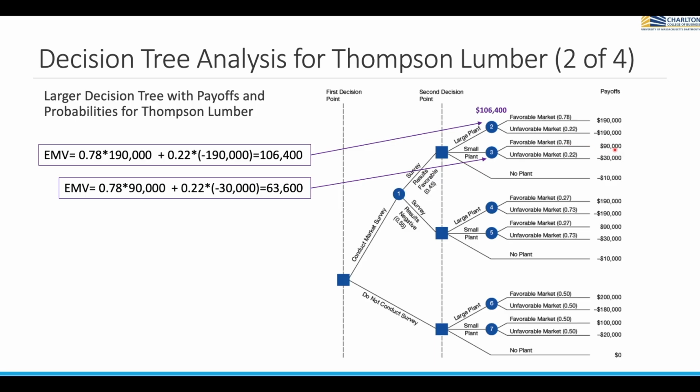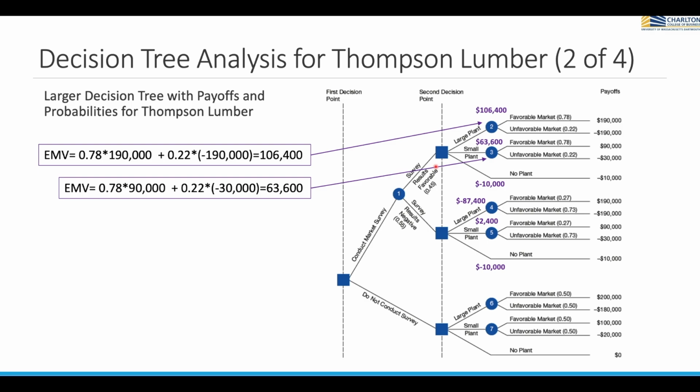Similarly, we can calculate the EMV for node 3 by calculating the weighted average of these two payoffs. 78% of the time the payoff is 90,000 and 22% of the time the payoff is minus 30,000. That results in 63,600. That's the payoff for this node. And for doing nothing, the payoff is minus 10,000 always under this scenario.